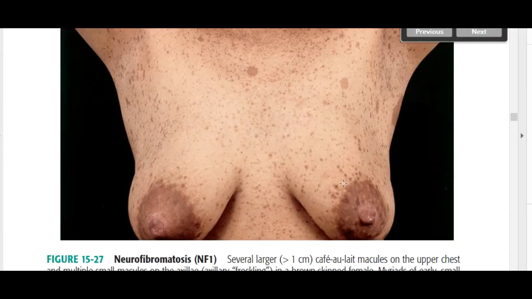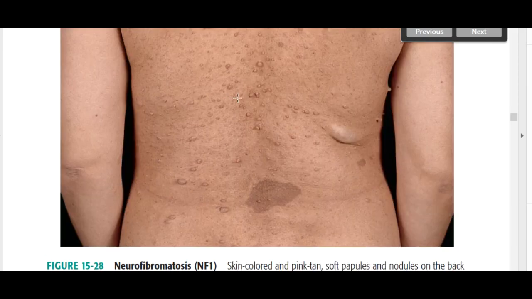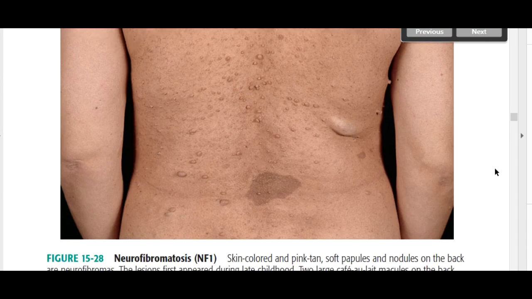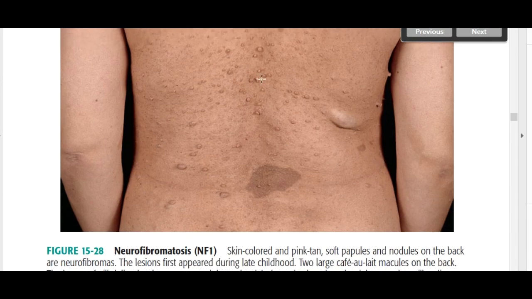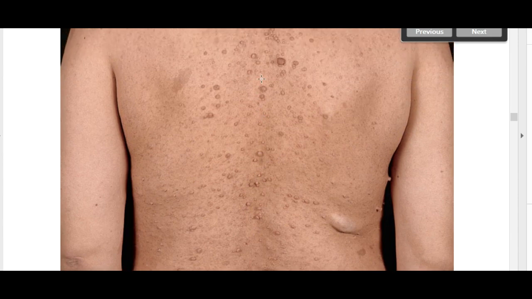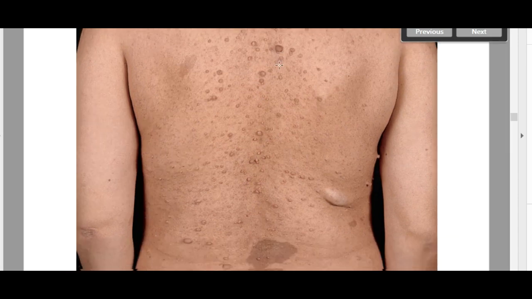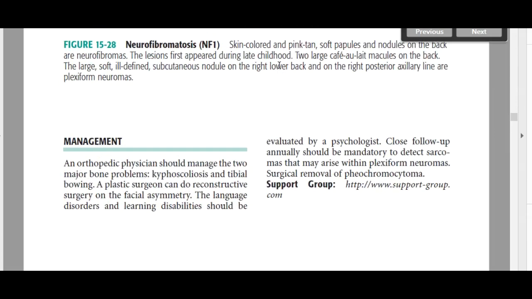Then if you see neurofibromatosis, there are multiple large neurofibromas. Here this is neurofibromatosis 1. In this picture you can see many café-au-lait spots in the upper part of the chest. So these are many café-au-lait spots seen in neurofibromatosis. Here you can see many small purple nodules on the back, which are nothing but neurofibromas. All these are pink-purple colored neurofibromas seen over the back.